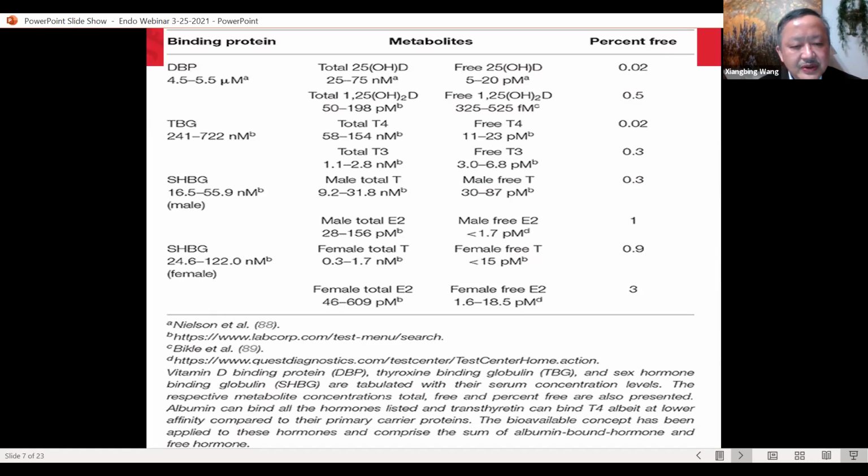Also compared with sex hormone binding globulin, we can see it binds most of the testosterone, and in females, the estrogen. So clinically, when we evaluate a low testosterone level, we should calculate the bioavailable testosterone. Also, clinically, when we evaluate thyroid function, most of the time we need to measure the free T4. So we argue maybe we should do the same for the vitamin D binding protein.